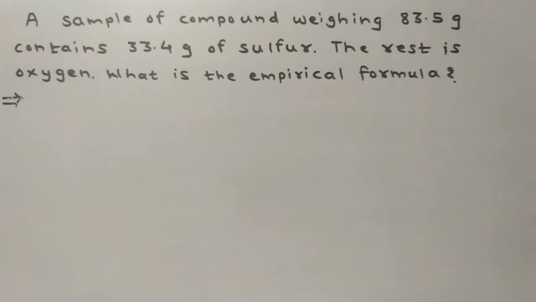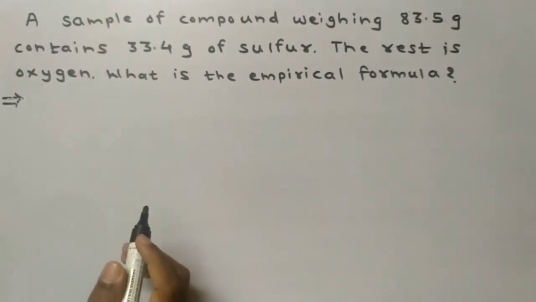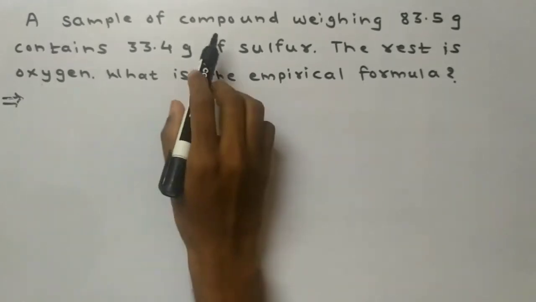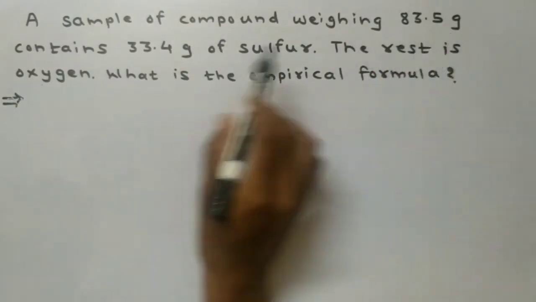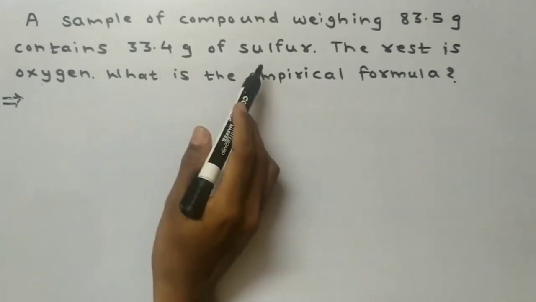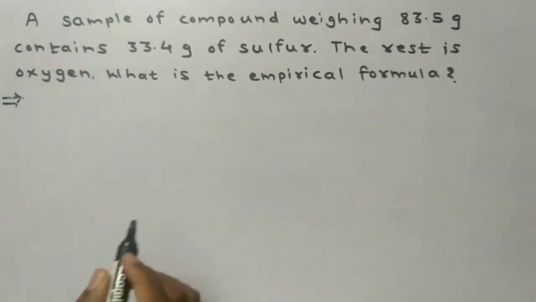Hello guys, so today we'll see how to determine the empirical formula from the masses of the elements. In this problem, we are provided with the mass of the compound, 83.5 grams, which contains 33.4 grams of sulfur and the rest is oxygen.